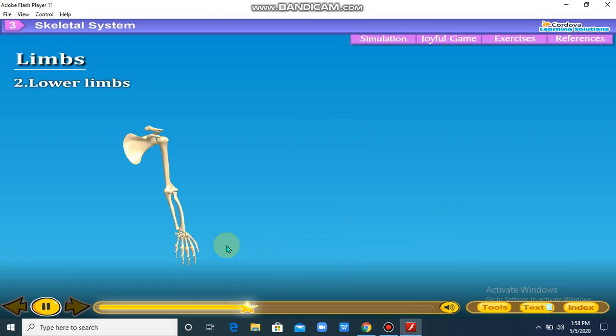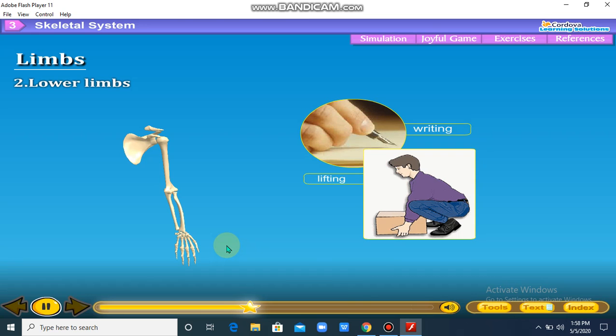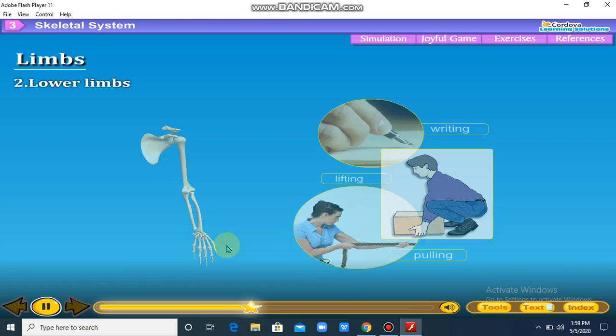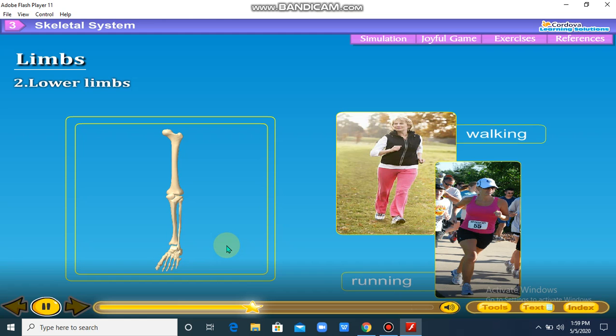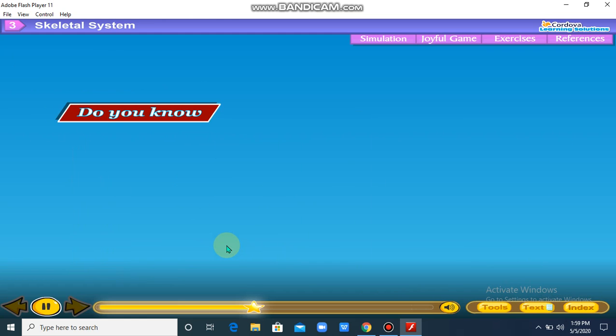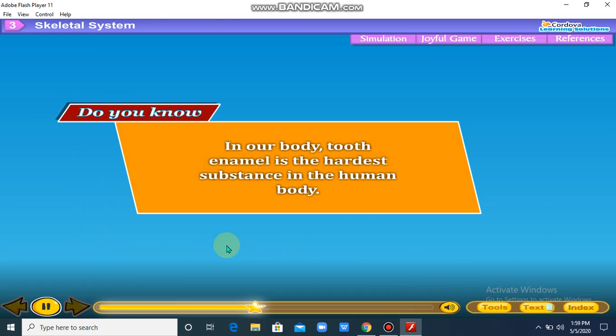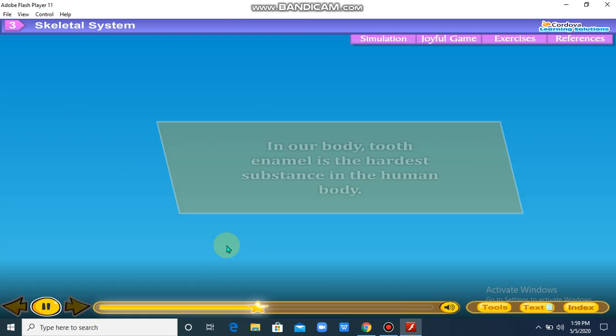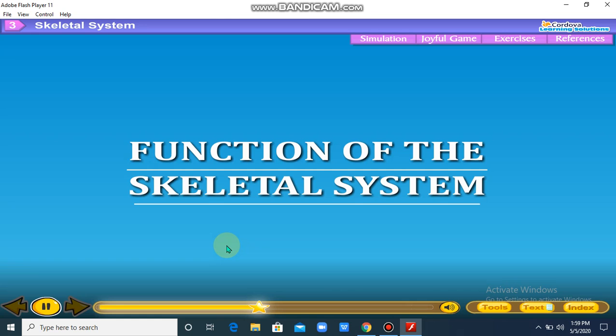The 4 limbs are used for doing different tasks such as writing, lifting and pulling the objects. The hind limbs are used for walking and running. Do you know? In our body, tooth enamel is the hardest substance in the human body. Functions of the skeletal system.